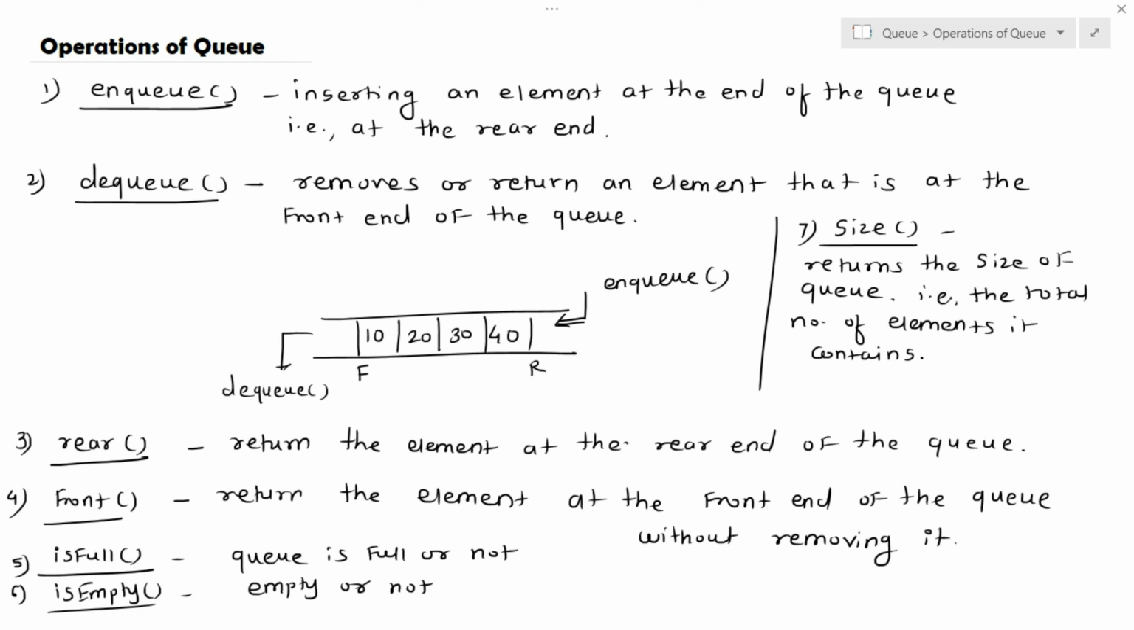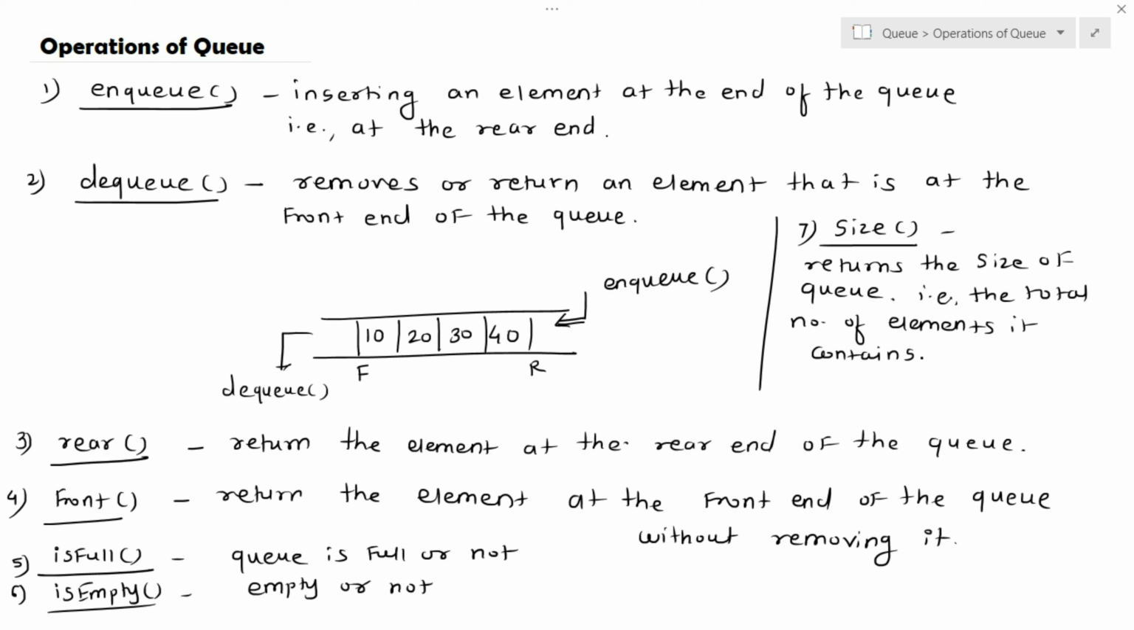Let's revise once again. The first one is enqueue. Enqueue means inserting an element at the end of the queue, that is the rear end of the queue. Dequeue is the operation which removes or deletes or returns an element at the front end of the queue, because insertion can be performed from the rear end and removal can be performed from the front end. So the insertion operation is called enqueue and the removal operation is called dequeue.